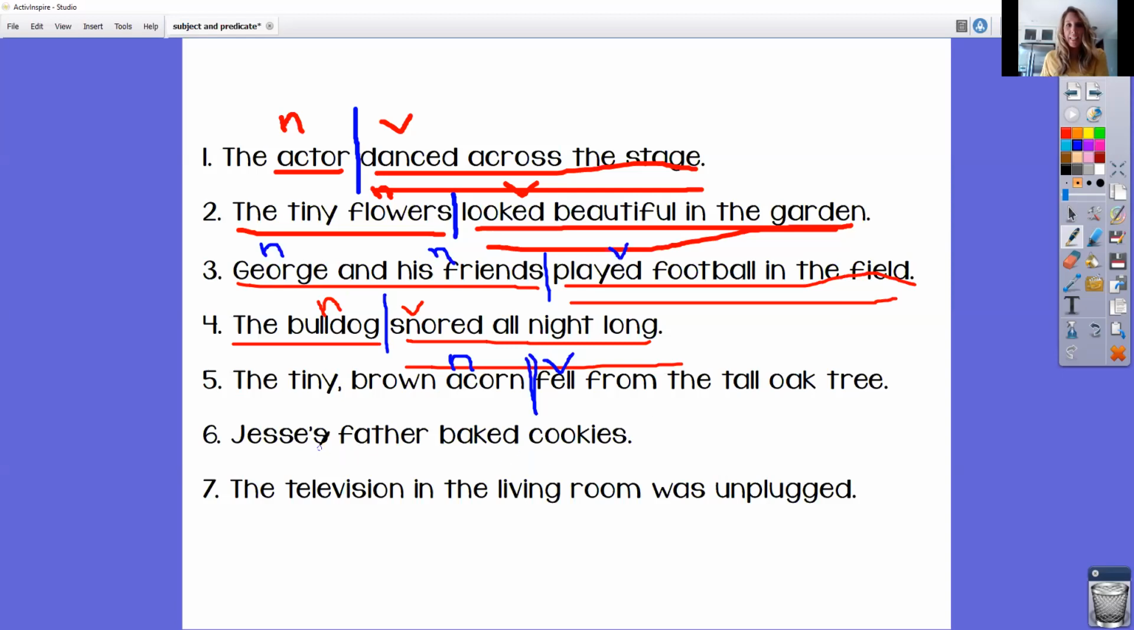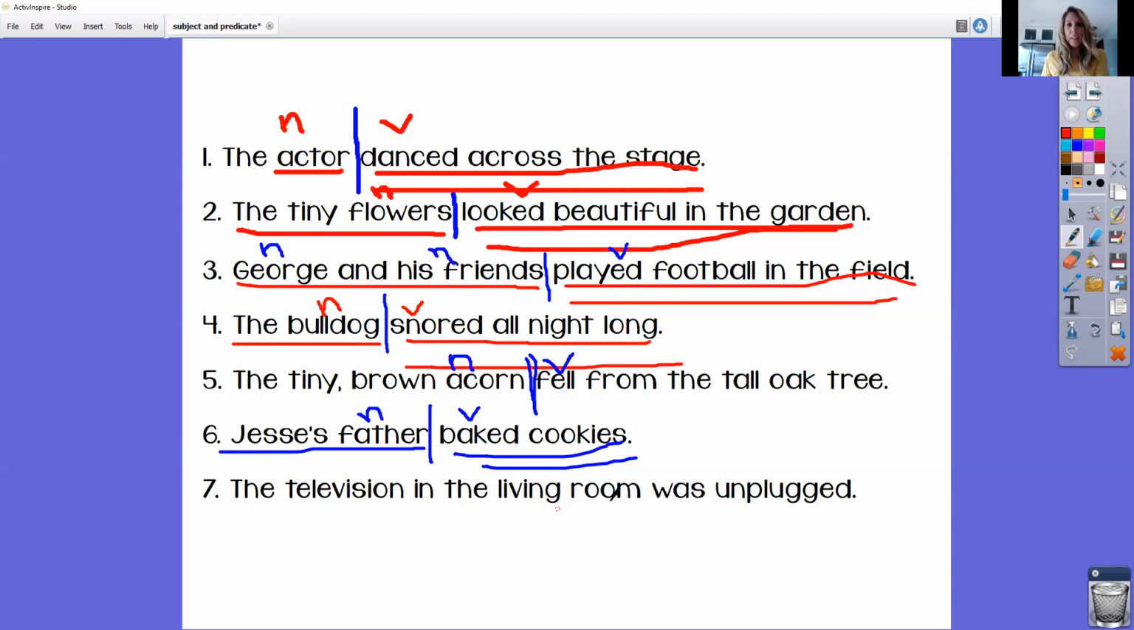The next one, Jesse's father baked cookies. Who or what is this sentence about? Jesse's father. Good. Jesse's father. And what did Jesse's father do? Baked cookies. So we see father is our noun. Baked is our verb.